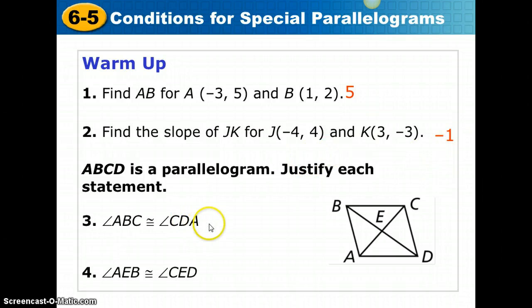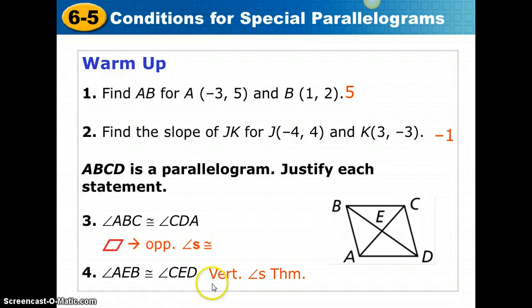Number 3, justify each of these statements. Angle ABC is congruent to angle CDA. Well, these are opposite angles in a parallelogram, and that means they are congruent. AEB is congruent to CED by the vertical angles theorem.